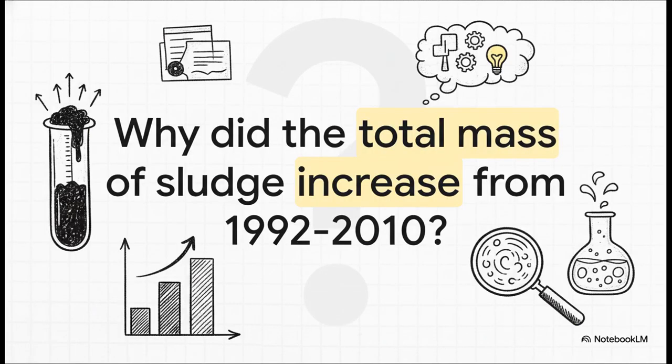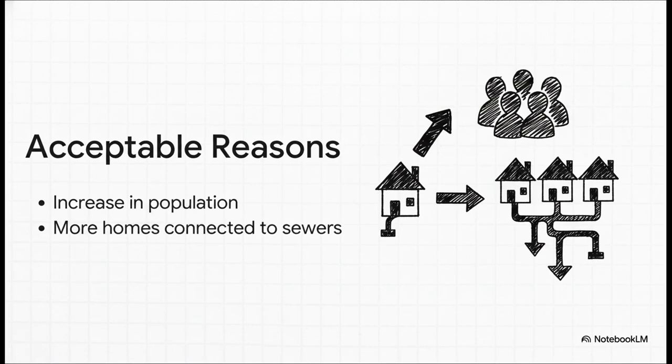Easy. Next up, we need to put on our detective hats. The table shows the total mass of sludge went up. For 1 mark, all we need to do is suggest one reason why this might have happened. What's really great here is that the answer is just common sense, really. The mark scheme gives 2 main answers. You could simply say there was an increase in population. Or you could be a bit more specific and say that more homes were connected to the sewers. Either of these perfectly logical reasons gets you the mark.